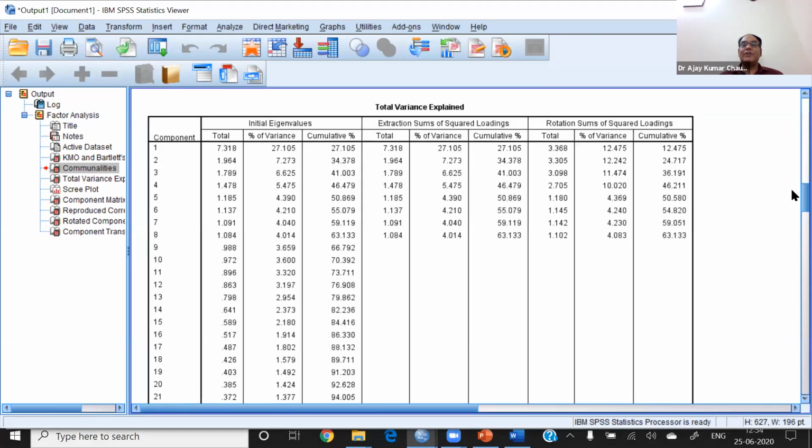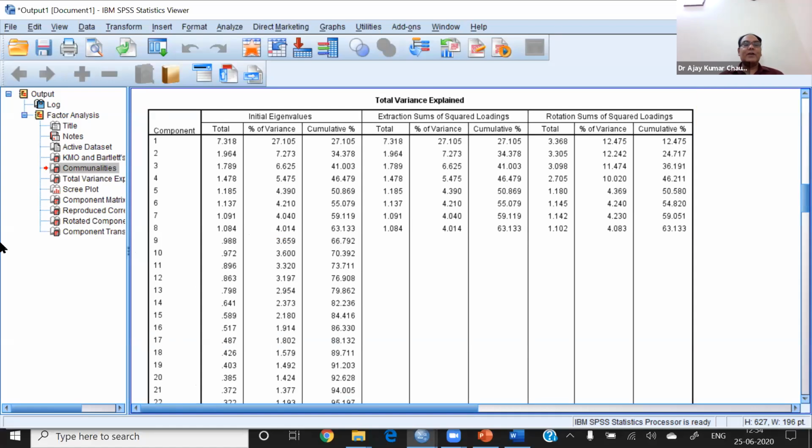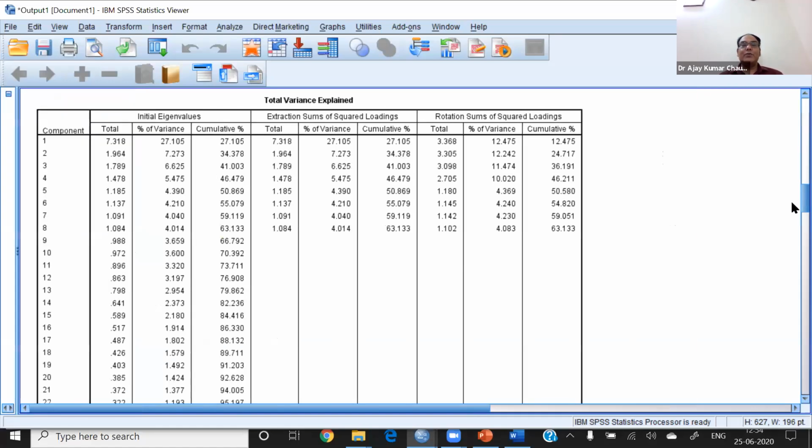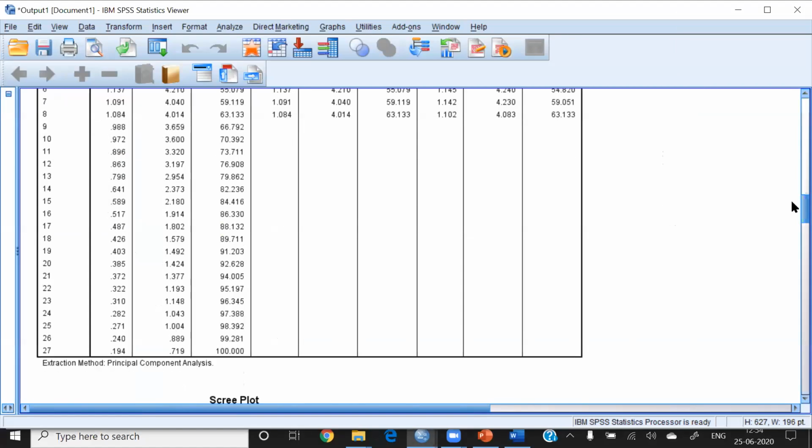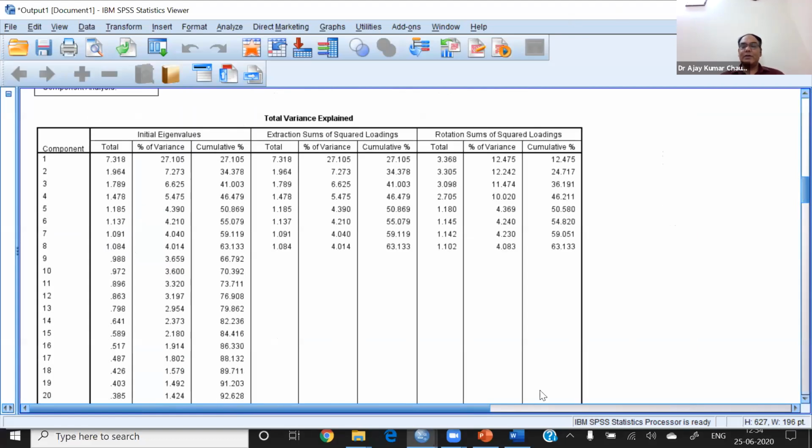So now in this table, which is one of the important tables of factor analysis, let me explain this table also. This table is one of the most important tables in factor analysis. Now you can see that there are 27 statements I included in the factor analysis, and let me check the different values. The first column is representing the eigenvalues. It is the initial eigenvalues calculated by the software.